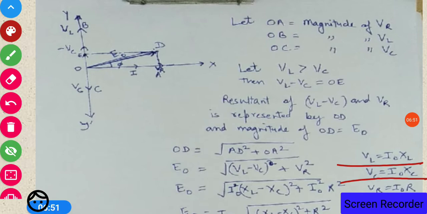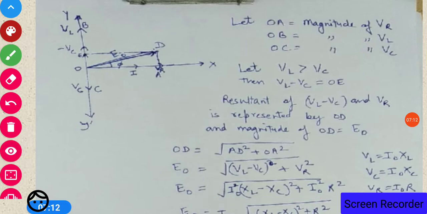XL क्या है आपका, inductive reactance, XC is capacitive reactance, and R is only the resistance. So VL, VC and VR in terms of I into R can be written as, so this expression reduces to I naught XL minus XC whole square plus I naught square R square.